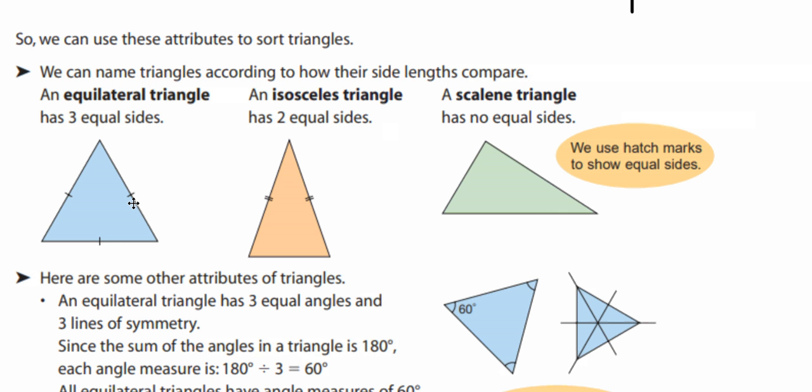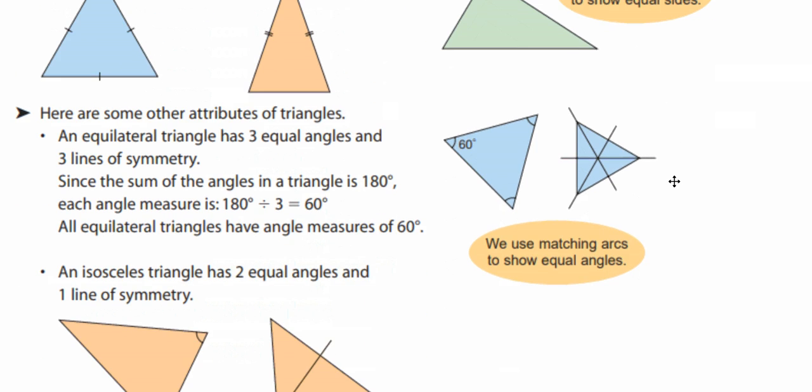Now you can see we have these little marks, we call them hatch marks. We use those to show us that those sides are the same length. When I have 1 hatch mark, it means that all lines that have that 1 line through it are the same measurement. In this case, I have 2 and 2, so that means that this side and this side are the same. And here I don't have any, so that means that I have no equal sides.